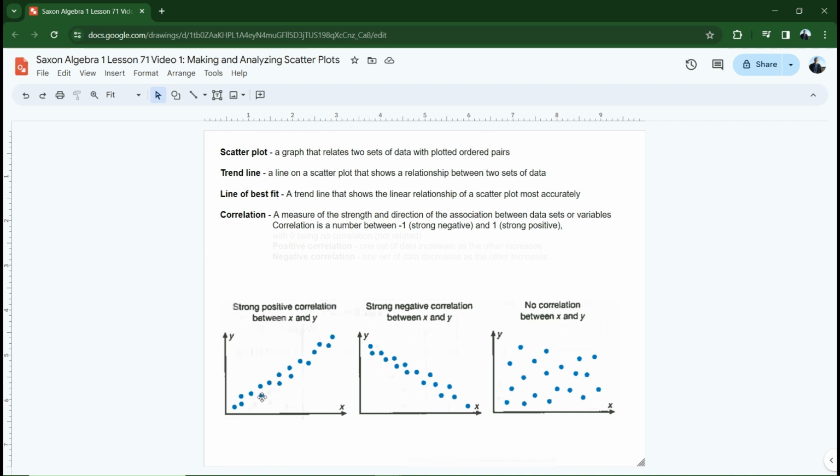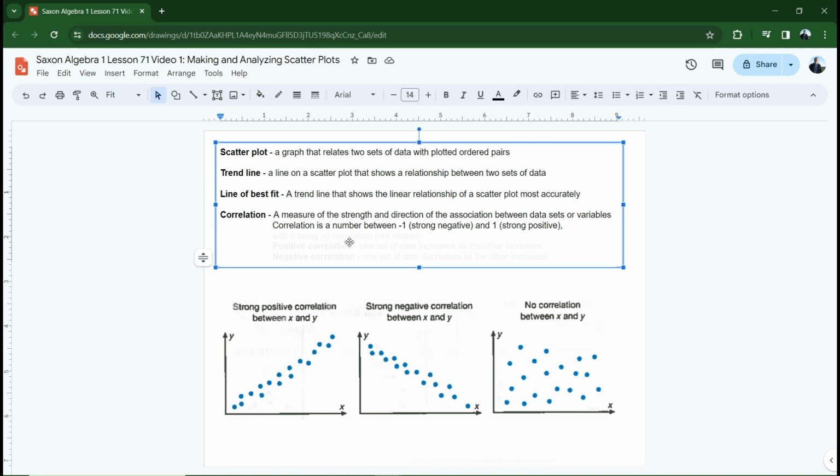If one number gets bigger and the other number gets bigger at a regular rate, we say it's a strong positive correlation. This first graph is a strong positive correlation because as x gets bigger, y gets bigger too, and it makes a pretty good, obvious trend line. So again, if it was a perfect 1, that means they would all be in a perfectly straight line. This would be a positive 0.9, just like this one's a negative 0.9. That's probably about what the correlation would be.